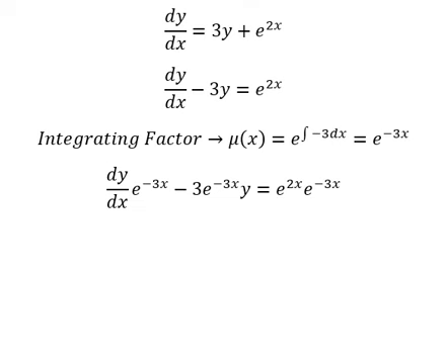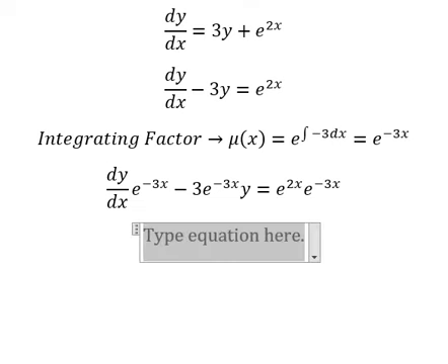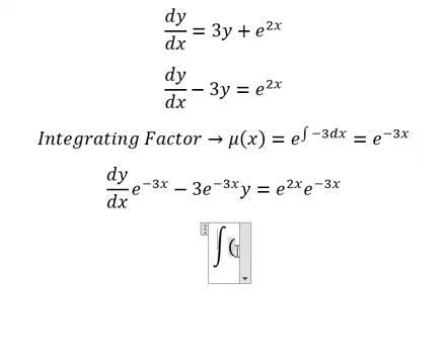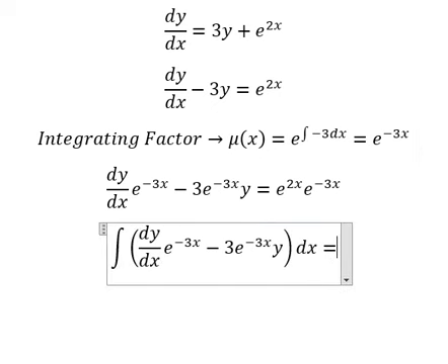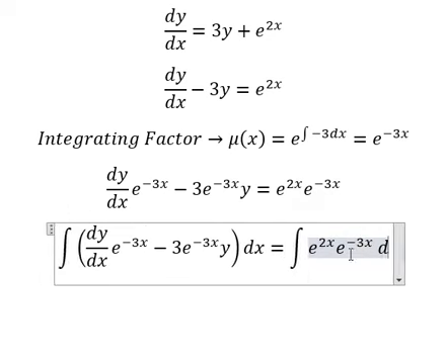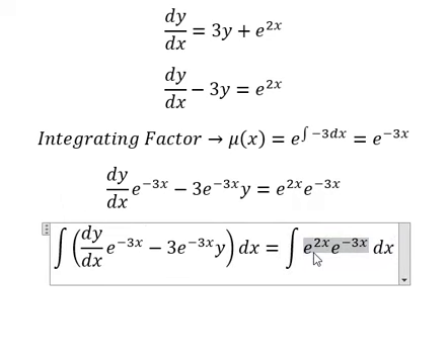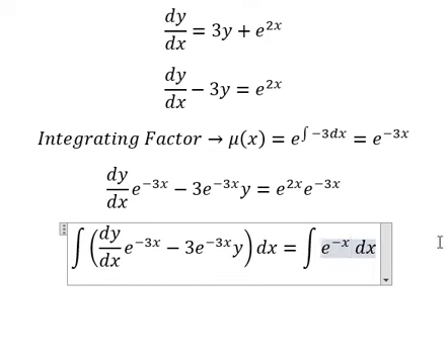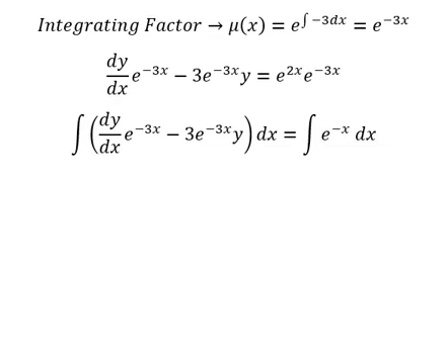Next, we need to integrate both sides. This one we simplify and we have e to the power of negative s. Next, we can use the product rule of the derivative.